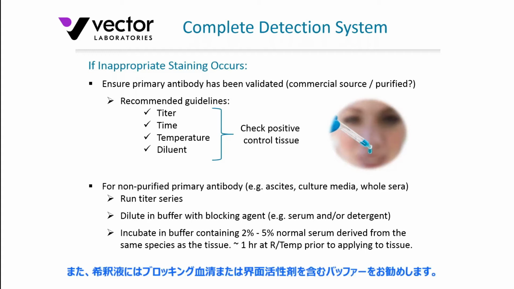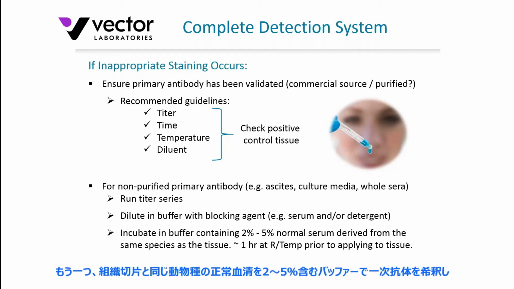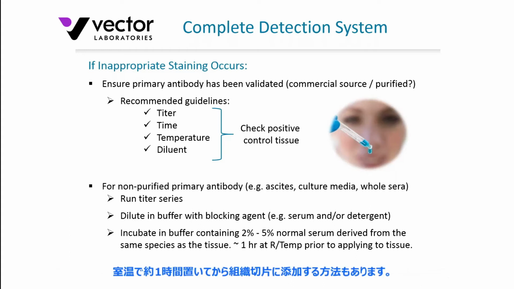Dilute this antibody in buffer with either a serum and/or a detergent, like we mentioned, a Tween or a Triton. And one small trick is to dilute that primary antibody in about 2 to 5% normal serum derived from the same species as the tissue specimen. Let that incubate for about 1 hour at room temperature prior to putting that on the tissue section. That will absorb out sticky proteins from the sera or ascites it might be derived from.